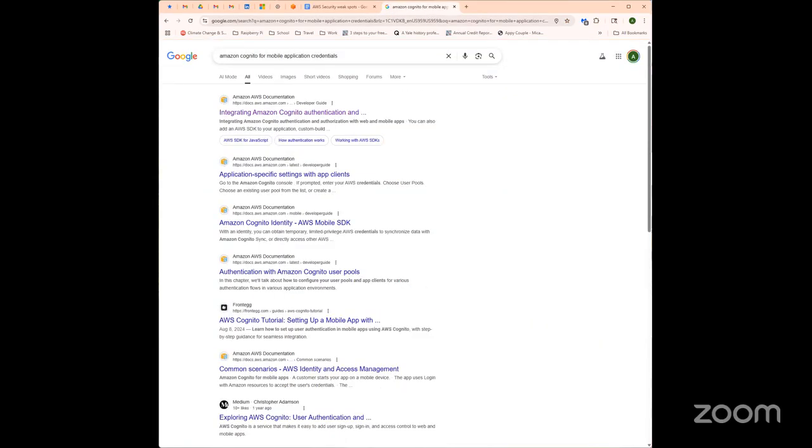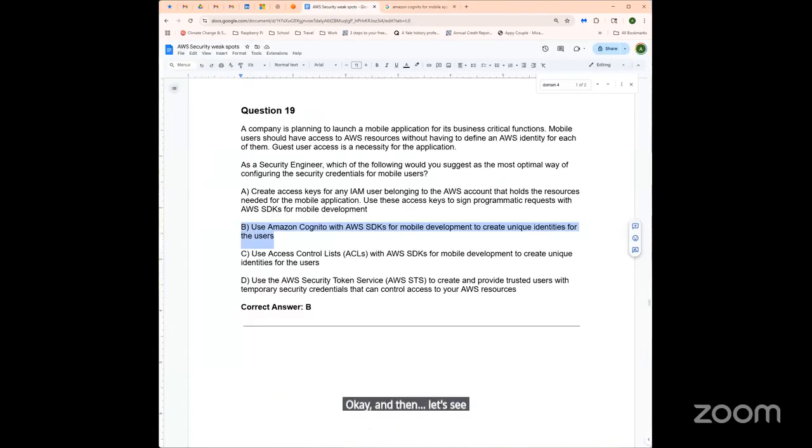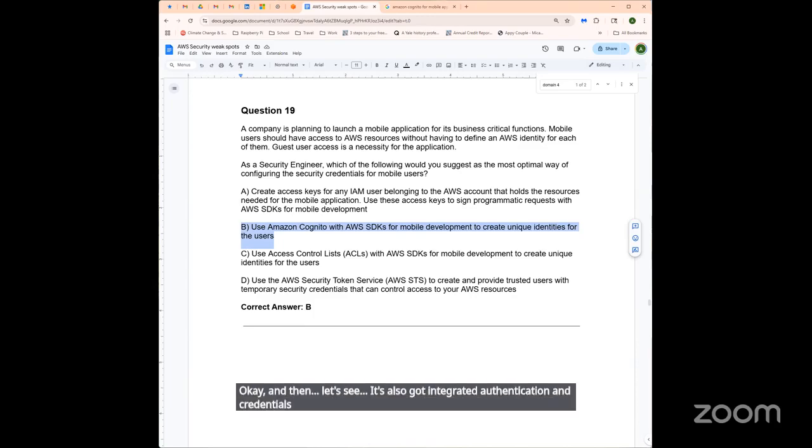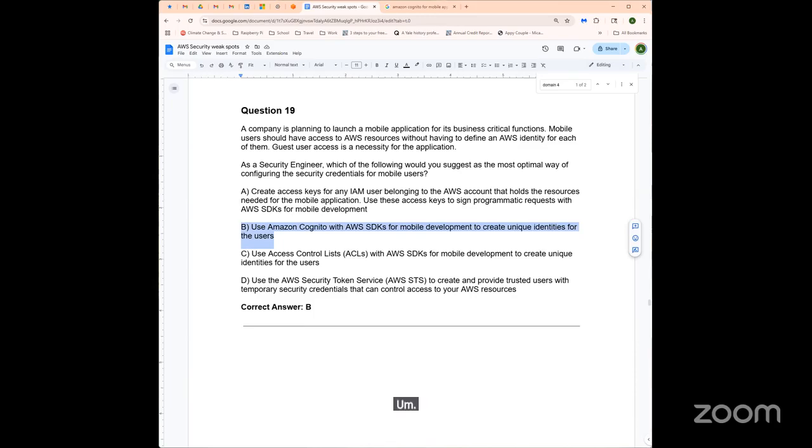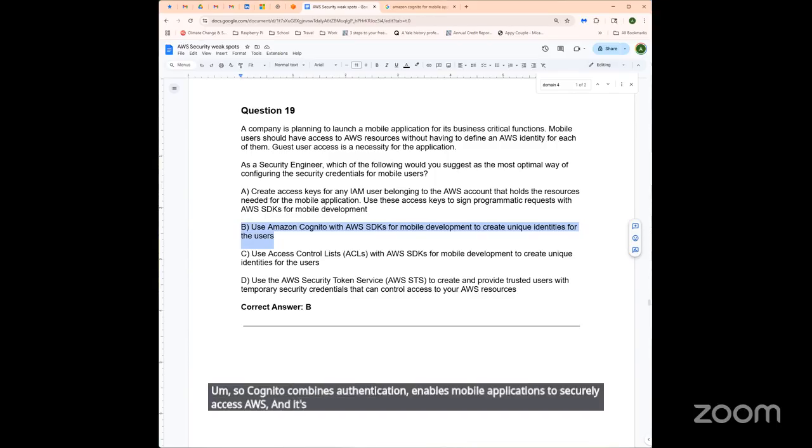And then let's see. It's also got integrated authentication and credentials management. So Cognito combines authentication, enables mobile applications to securely access AWS, and it's simplified, right? It's a simple thing to do, because it handles user identities through mobile applications, especially when guest access is permitted.